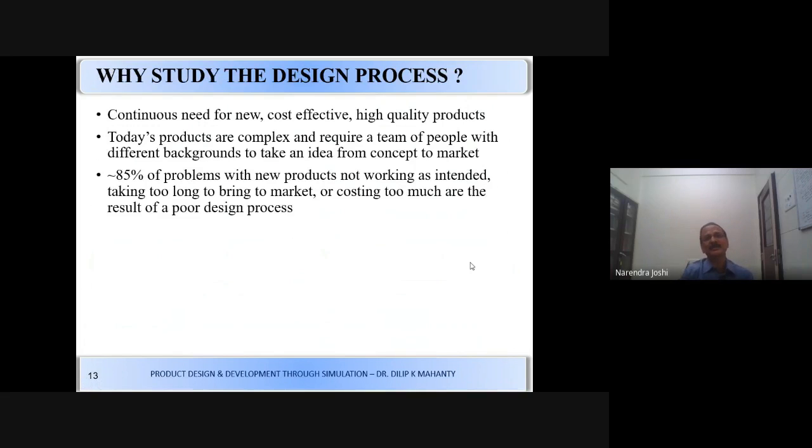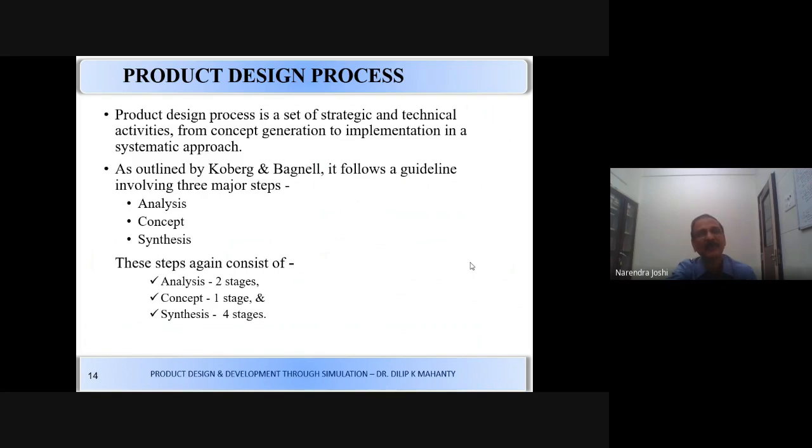So why study the design process? There's a continuous need for new, cost-effective, high-quality products. Today's products are complex and require a team of people with different backgrounds to take an idea from concept to market. A couple of decades back, it would have been much easier. A single person or two could make a product. But today's world is quite different. Multiple team activities should be carried out together, sometimes in parallel, sometimes consequentially. So this product design process is a set of strategic and technical activities from concept generation to implementation, using a systemic approach. As outlined by Pahl and Beitz, it follows a guideline involving three major steps: analysis, conceptualization, synthesis.